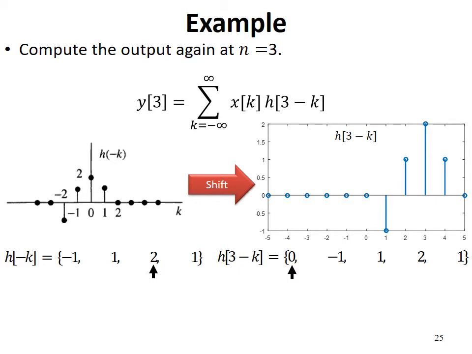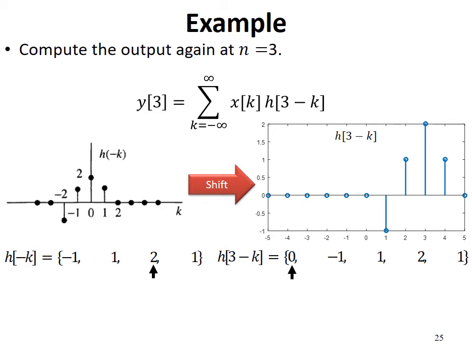Now let us find out the response of the system at n equal to 3. It means h of minus k now will be delayed by 3 units, right? So when h of minus k is delayed by 3 units, you will get this sequence. So the sample which is at 1 would be now at 4, sample which was at 0 would be now at 3, and so on, right? So the sequence that we obtain after delaying h of minus k by 3 units is this one: h of 3 minus k equal to 0, -1, 2, and 1.